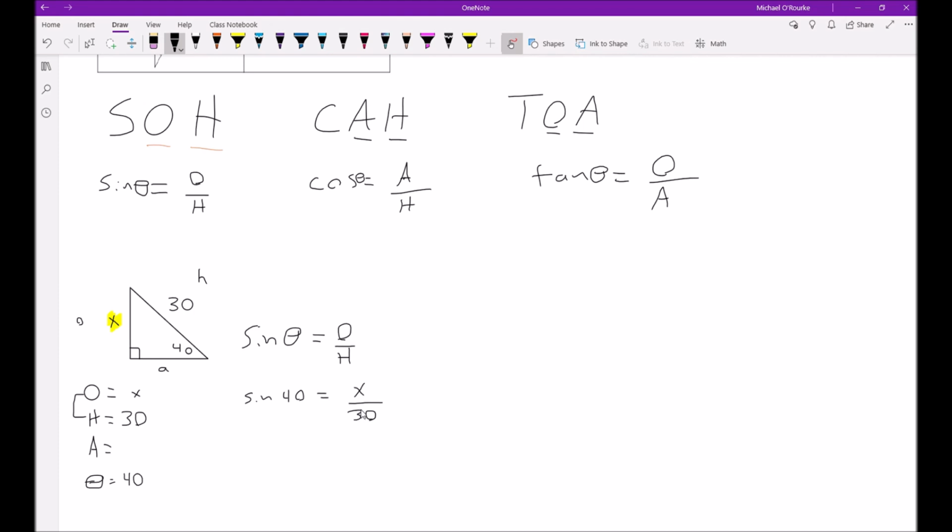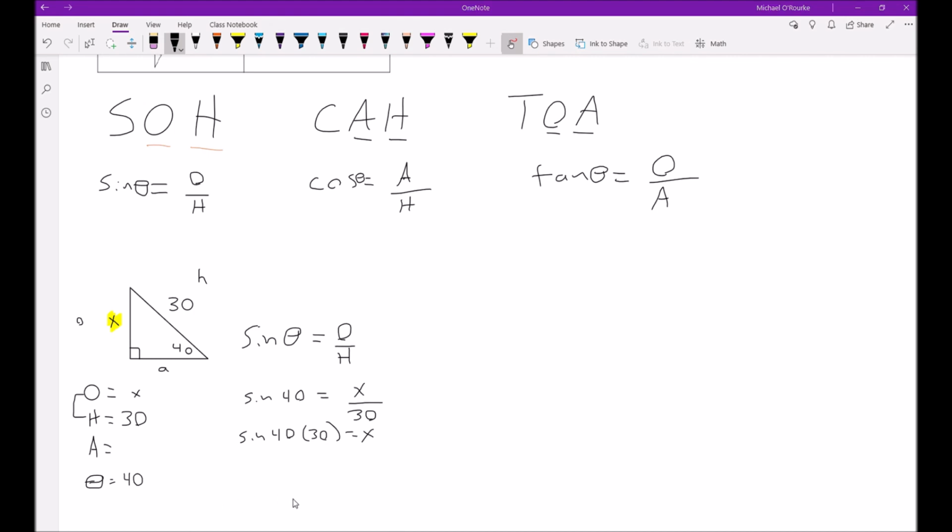Now I'm just back to algebra, where I want to solve for the variable. So if I solve for the variable here, I need to move this over. It's a divide over here, so when I bring it over, it's going to become a multiply. So it's going to end up with 30. Actually, I'm going to do this one. Sine 40 times 30 equals x. And you're going to plug that into your calculator.